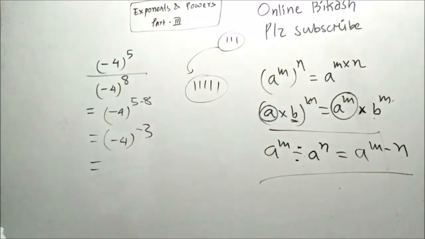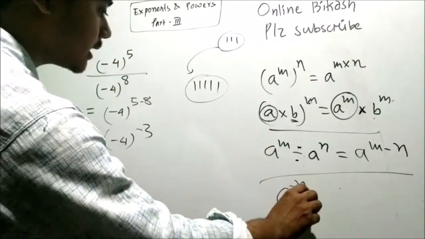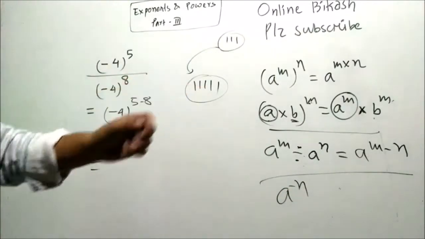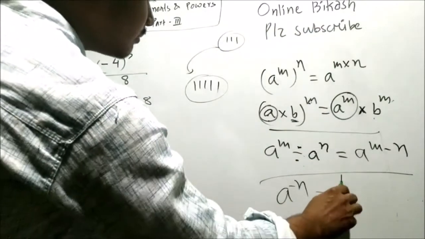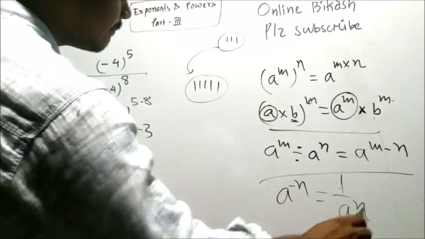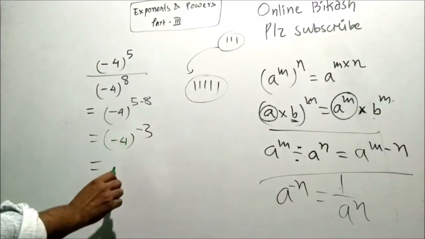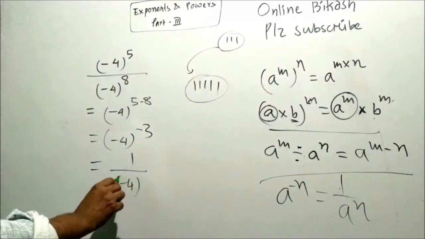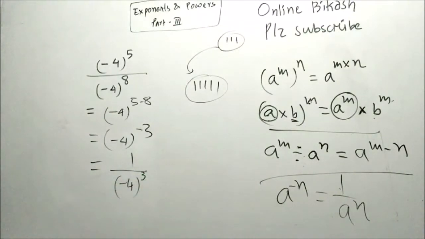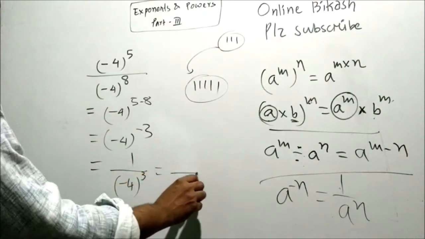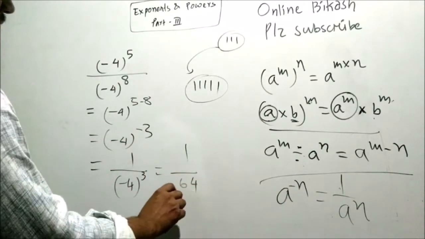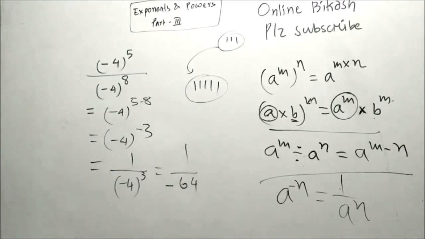In part 2 we discussed what a to the power minus n is. Here I am writing it because I want to revise those laws. Okay, a to the power minus n is what? 1 by a to the power n. So minus 4 to the power minus 3 can be written as minus 4 cube, right? And it can be written as 1 by minus 4 cube. Minus 4 cube is what? Minus 64. Clear? So this is the answer.